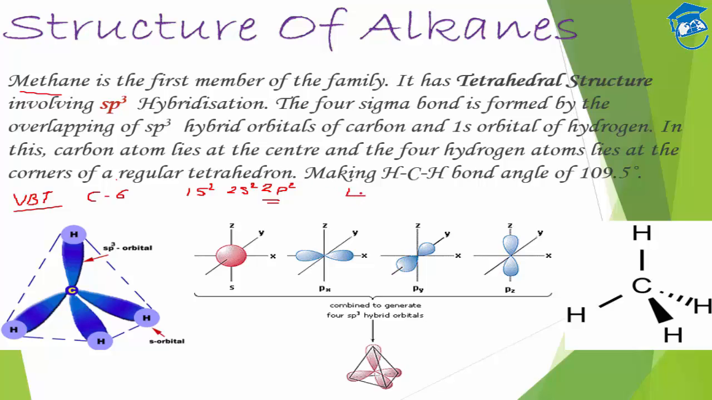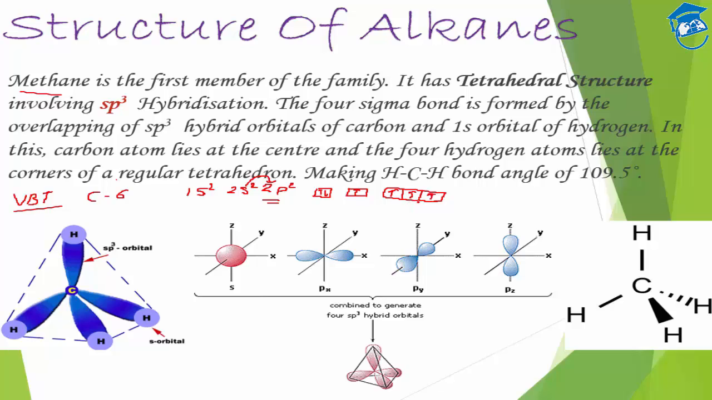So in the excited state we will have this configuration. 1s will remain as it is, and one of the electrons from the s orbital will get excited to the p orbital. So earlier there were 2, now we'll have 3. Now we have 4 vacant orbitals, so they can form 4 bonds.